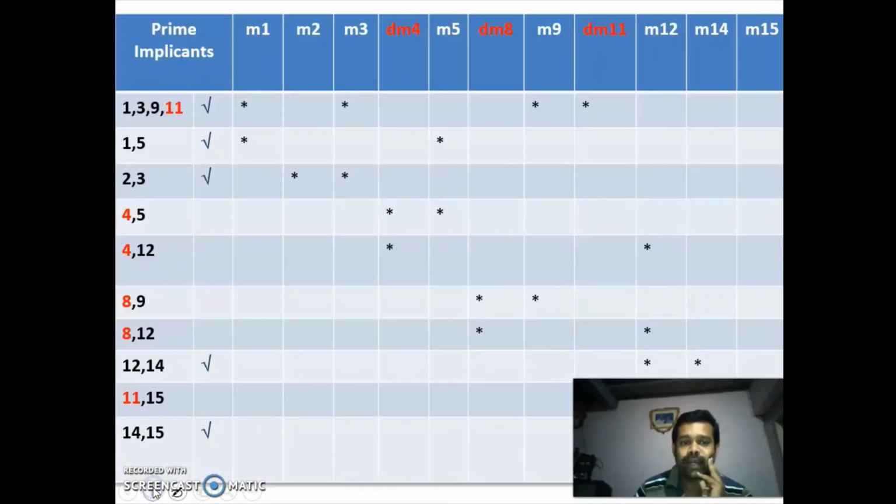In order to find the minimum prime implicants, we have to draw this table. In this problem you are having don't cares also. This 4, 8 and 11 are don't cares. So we have written all the prime implicants and we have put a star mark in the corresponding min terms. Here is 1, so we put a star here. 3, here we have put a star. Then 9 we have put a star, and 11 we have put a star. Similarly we have put stars in the respective positions.